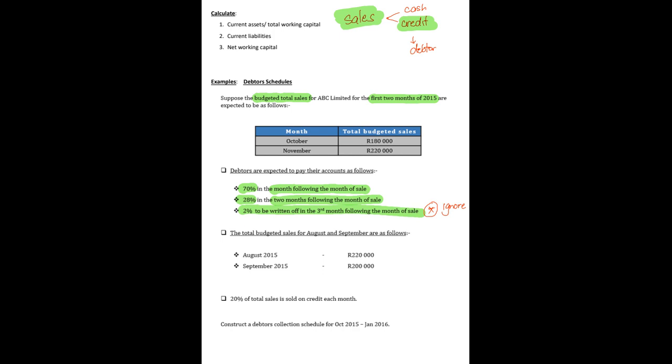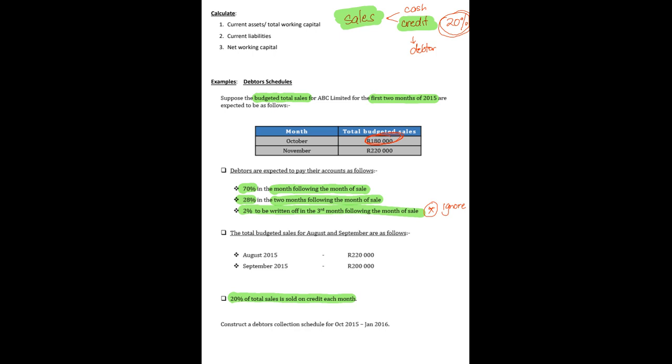And then they said to you, and this is also very important, that 20% of your total sales is sold on credit each month. This is what we're concerned with. We are concerned with the 20% because it's basically saying that we do not concern ourselves with the entire 180,000, for example, for October. We are only looking at the 20% that is on credit because that is our debtor. So we are not looking at the whole amount. It is only what percentage is on credit.